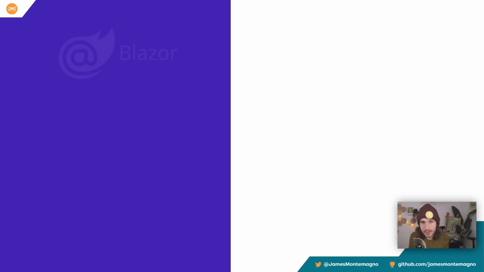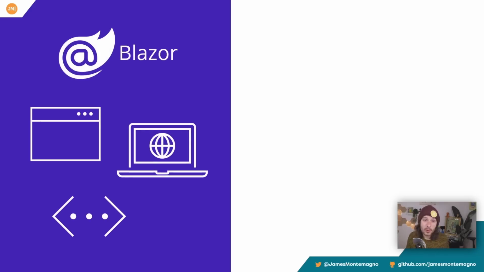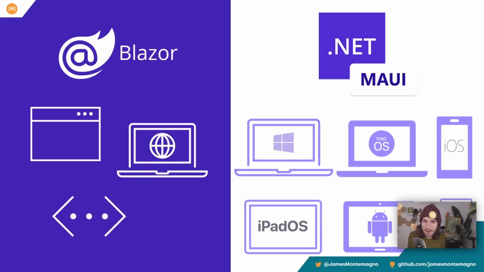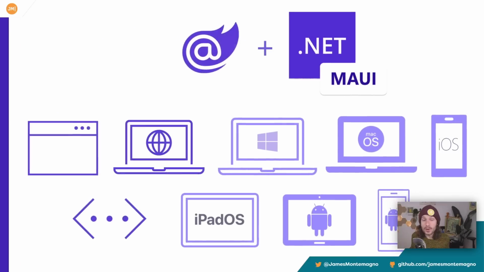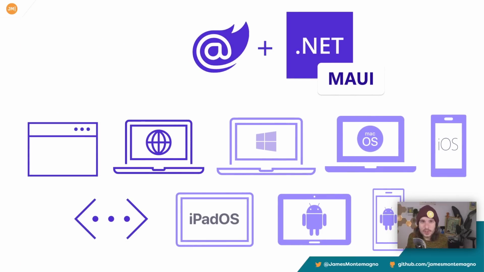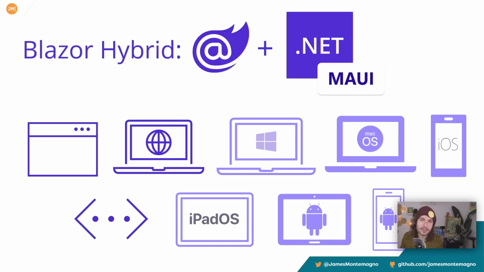But let's think about this. Today, as a web developer, we have Blazor to build web applications. Then we also have .NET MAUI, which enables us to build our iOS, Android, Mac, and Windows apps in .NET. Wouldn't it be amazing if we could actually combine these two pieces of technology together, so as a web developer, you can not only build web apps, but also native cross-platform client applications? We actually can with Blazor Hybrid.